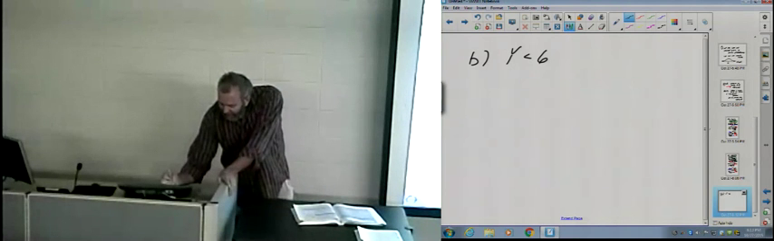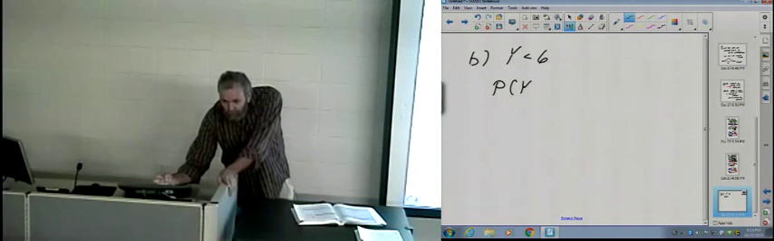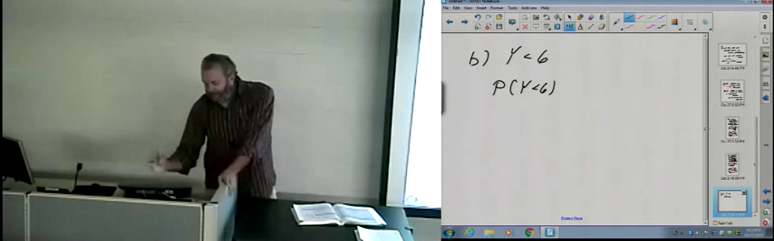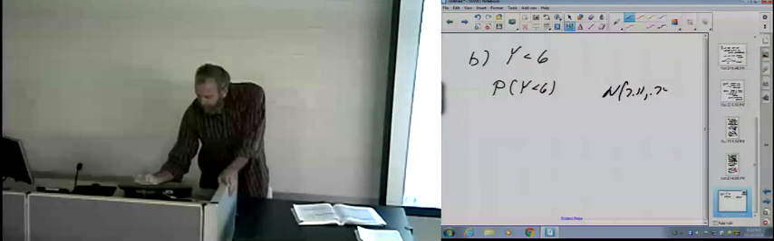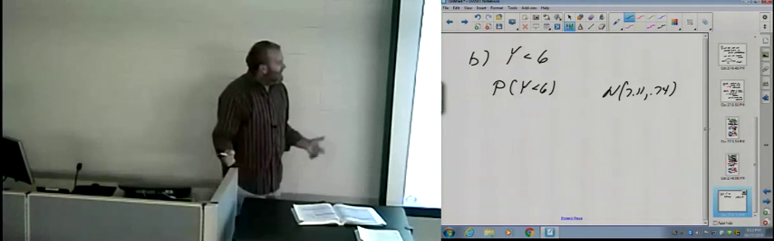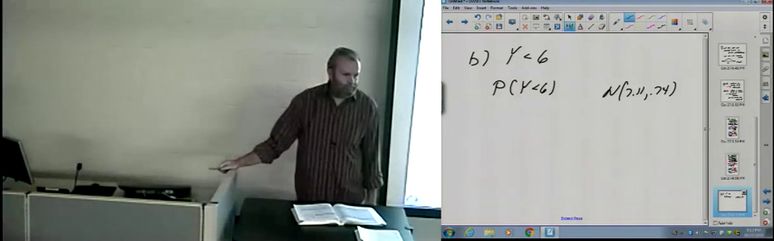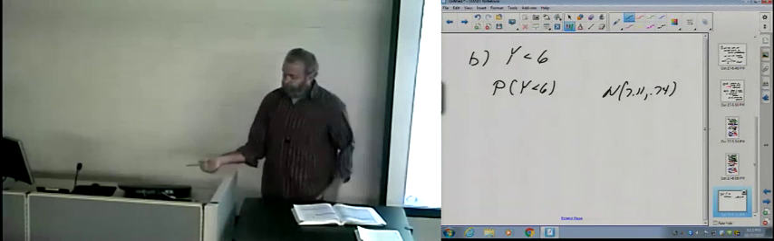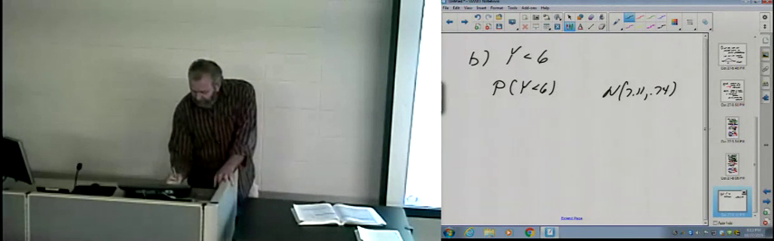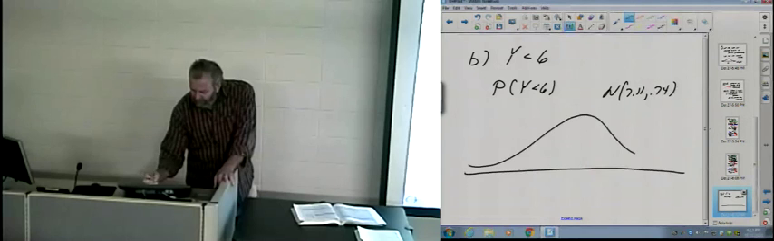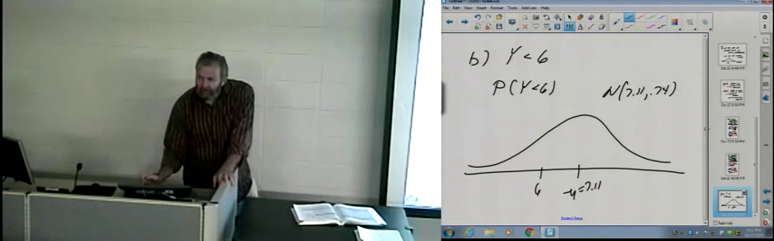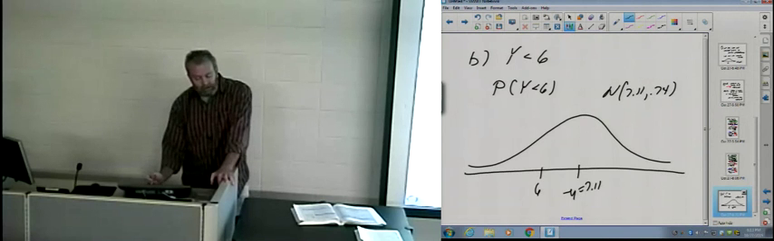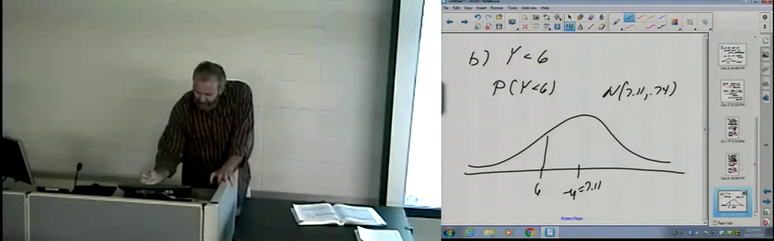And then obviously the next part says, what is the probability of this event? What you're trying to find is the probability that the run time for the mile is less than 6 minutes. You have the same normal distribution, mean 7.11, standard deviation 0.74. I'll draw you the picture. Here's that normal distribution. There sits your mean. 6 is over here this time. Remember, we're reading from smallest to largest. We draw our line.